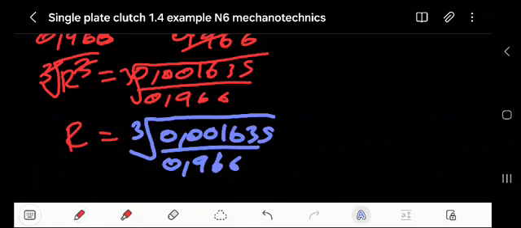If we punch this, let's check what will be r. Cubed root, square root of the cube root of 1635 times 0.966 is simply 0.119. This is in meter.